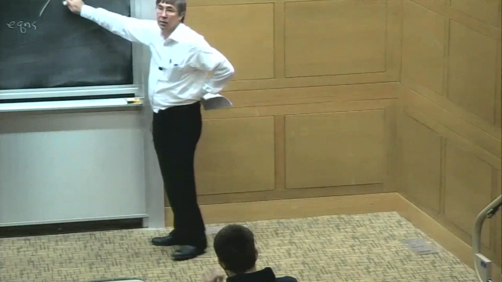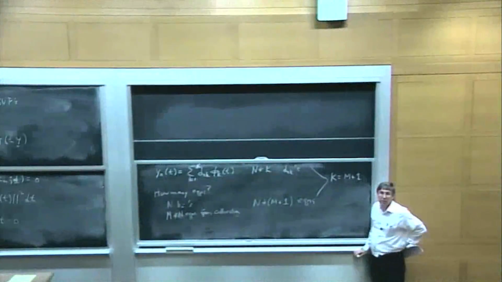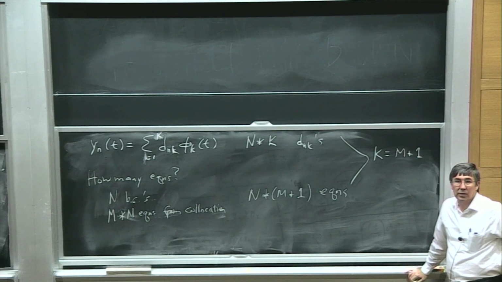So if we say we want 100 basis functions, then we need 99 time points to do collocation at, in order to exactly determine everything. Is that okay? How many people think this is okay? Okay, he agrees. It's okay.